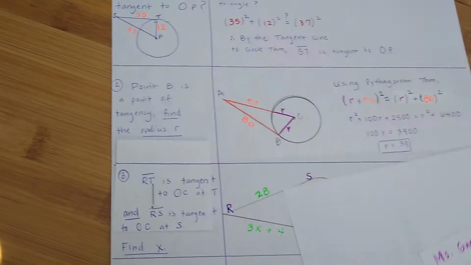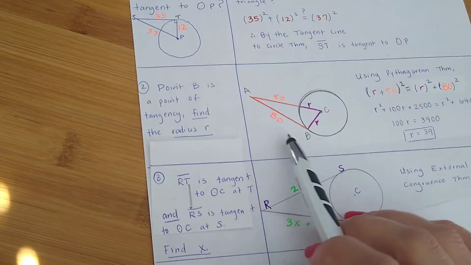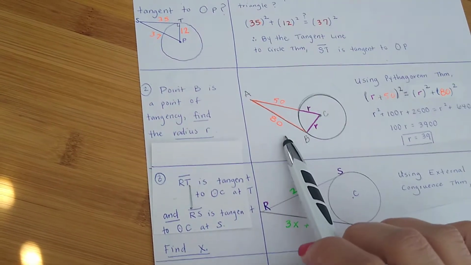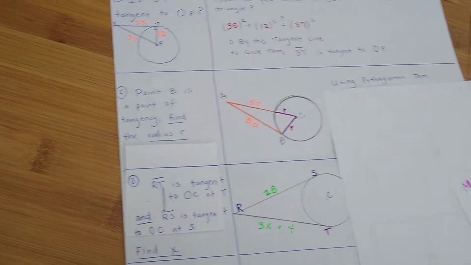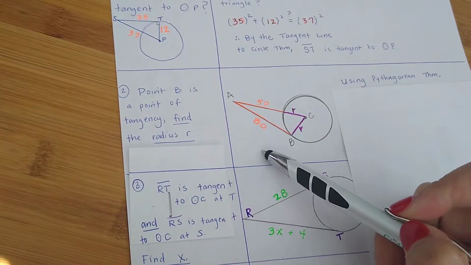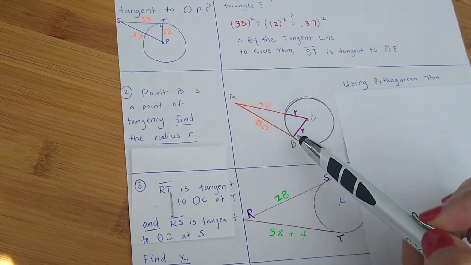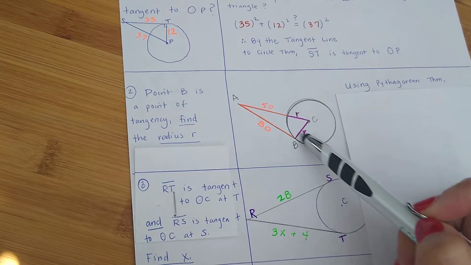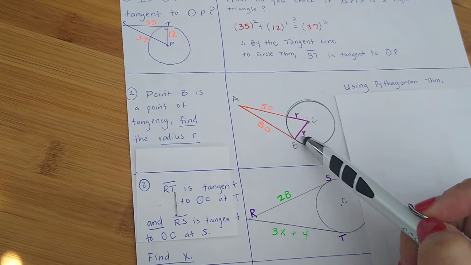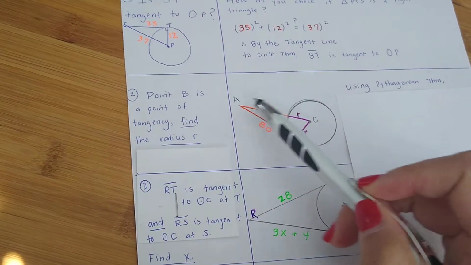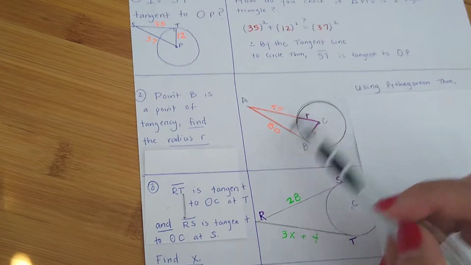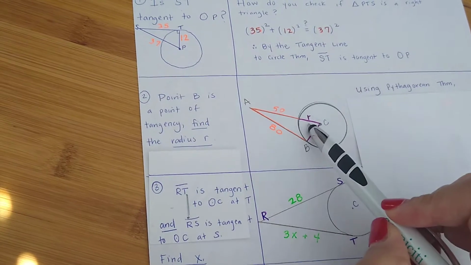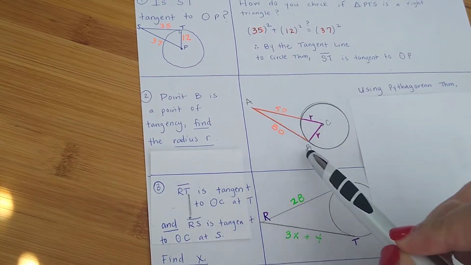Now we move on to the next one. So we have point B is the point of tangency. Find the radius r. So we're going to do the same thing, very similar to theorem 1. We're going to find if this makes a right angle, and these are 80 squared plus r squared equals this whole thing squared.